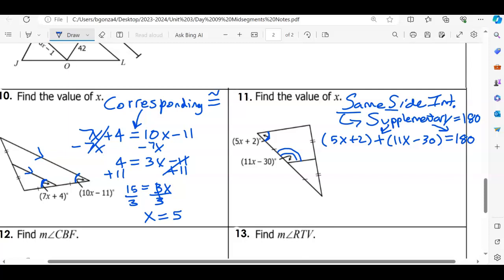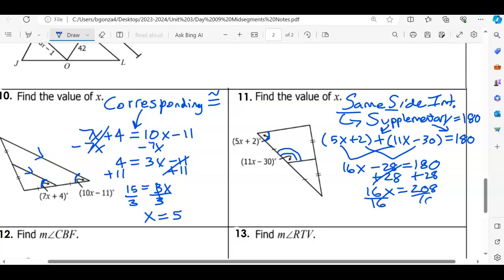Now, this time the x's are on the same side, so you can combine like terms. 5 plus 11 is 16x. 2 minus 30 is negative 28. Get rid of this loner minus by adding 28. 16x equals 208. Divided by 16 gives you 13, I believe. Yes. Okay.